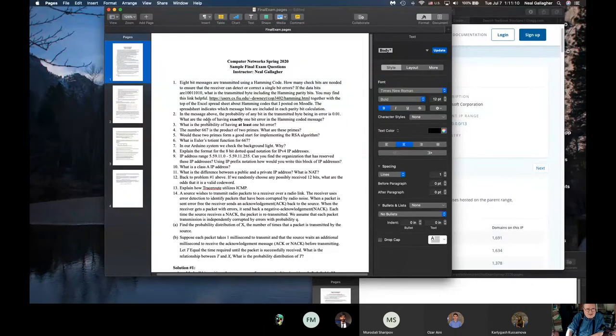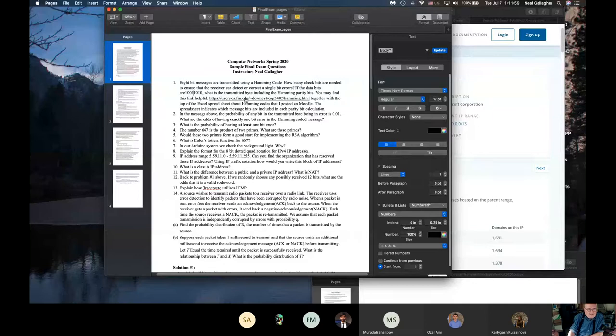Okay, the first question is about Hamming code. 8-bit messages are transmitted using a Hamming code. How many check bits are needed to ensure that the receiver can detect and correct single bit errors? If the data bits are, and I give you a sample message here of 8 bits, I think that's 8, hopefully, yeah, 8, what is the transmitted byte? In other words, the transmitted byte is the data bits plus the added Hamming bits. So what's the transmitted byte, including these Hamming parity bits?